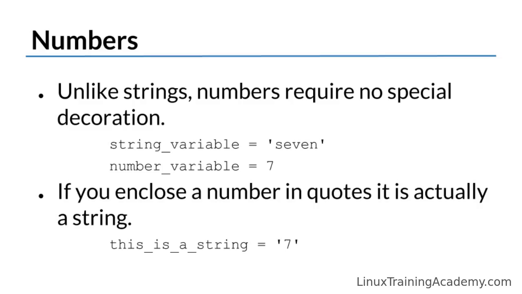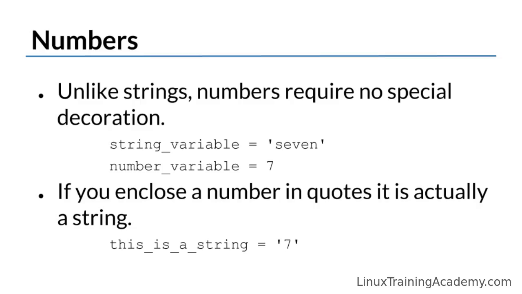To create a string in Python, enclose text in quotation marks. On the screen, you will see that the variable called string_variable is assigned the string "7". Numbers in Python require no such special treatment. When you want to use a number, simply include it in your source code. To assign the number 7 to the variable called number_variable, simply supply the number 7 without any quotation marks.